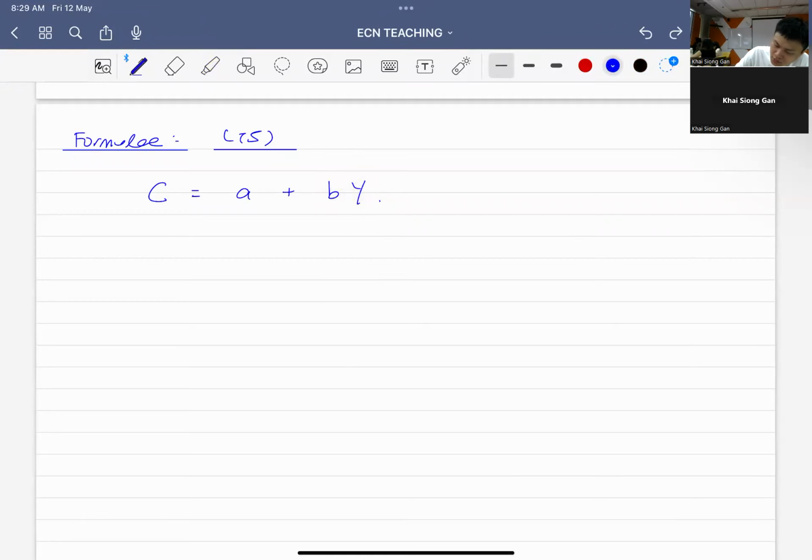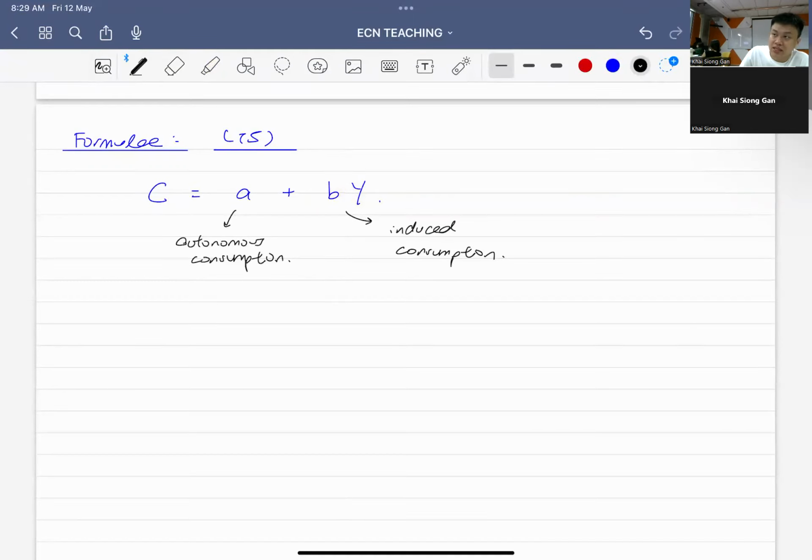Okay, so I can write it over here. A here is autonomous consumption. And BY over here is induced expenditure or induced consumption, which is dependent on the income that I earn. The more income that's being generated, the more consumption there is going to be. So we call it BY. B is dependent on Y. Y is the disposable income. B is the marginal propensity to consume. So this B is what we call the marginal propensity to consume.